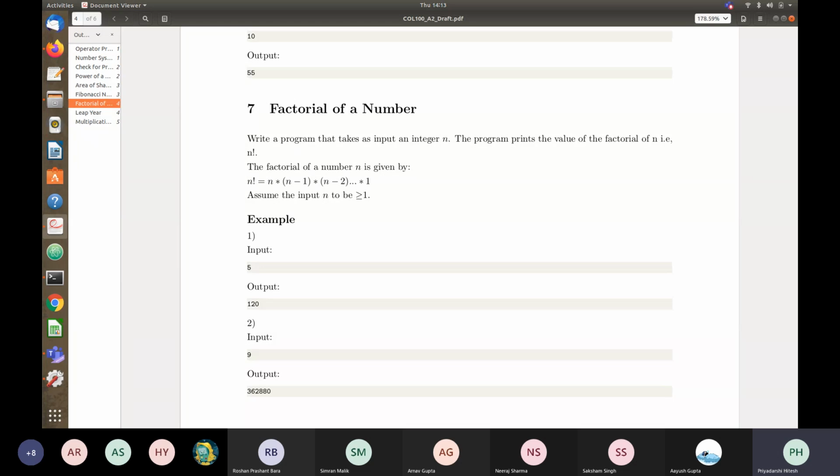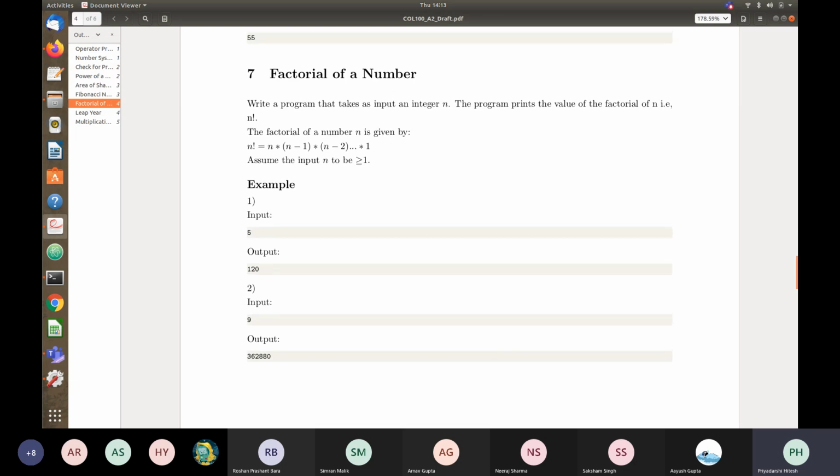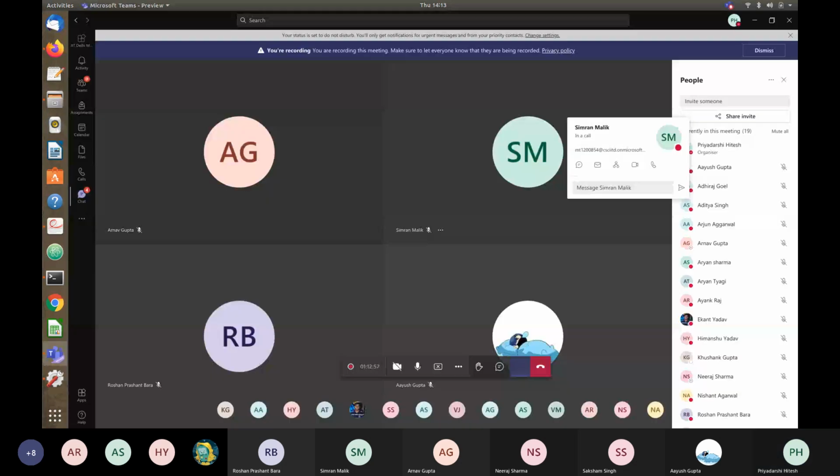Now the next is the factorial of a number. Everybody knows what a factorial is, right? Everybody must have read it in mathematics. Now in computer you have to program it. If I tell you to find the factorial of a number, you will simply take input n and it should output the factorial. If I give you a number, how are you going to calculate its factorial?